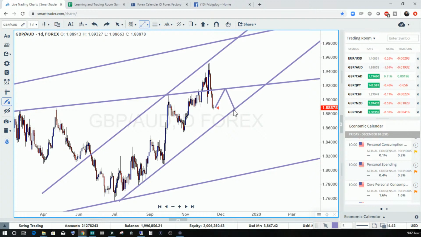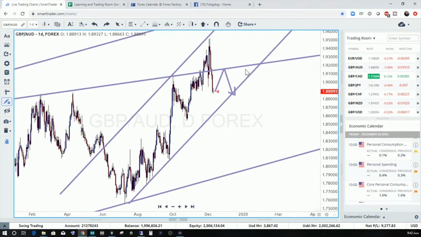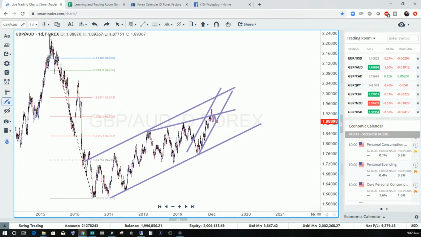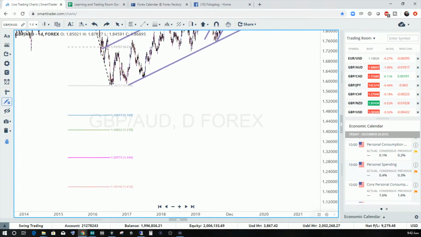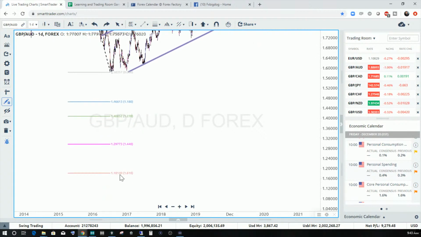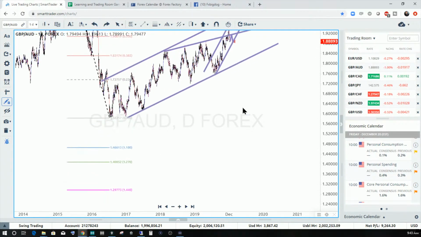And if it breaks through that level of support right here, then we'll be looking for price to move down towards this level, which is at 182. And this could ultimately take the market further down south. As you can see right here, we're looking for the 1.698 all the way down here at 118.14. So this is the pound Aussie right here.